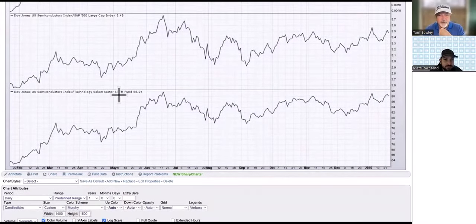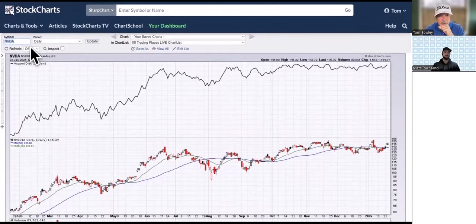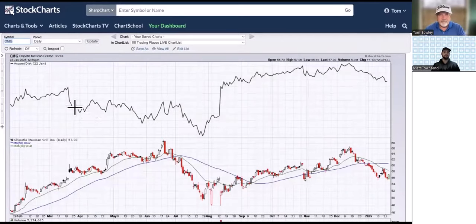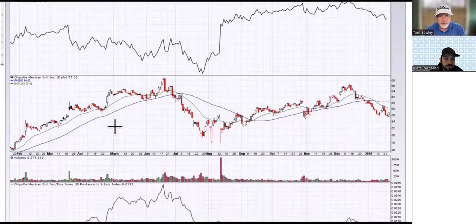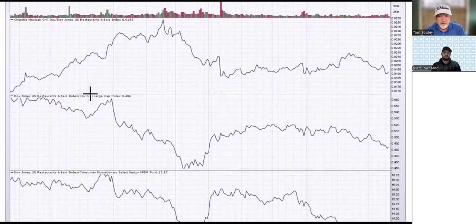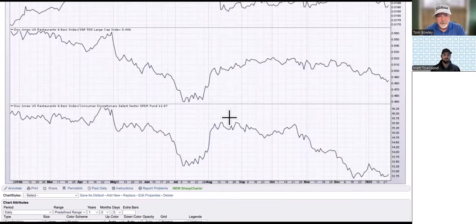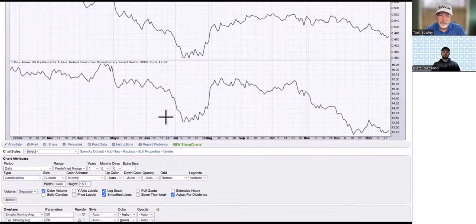So semiconductors versus technology. So let me change it to another area. Let's do restaurants. Let's pull up CMG, Chipotle. So now if we do Chipotle, we got the AD for Chipotle, we got the Mexican grill there, we got the price action. Now we've got Chipotle versus restaurants. Then here we've got restaurants versus the S&P 500, and then we've got restaurants versus consumer discretionary. So we got it all. So there you go.